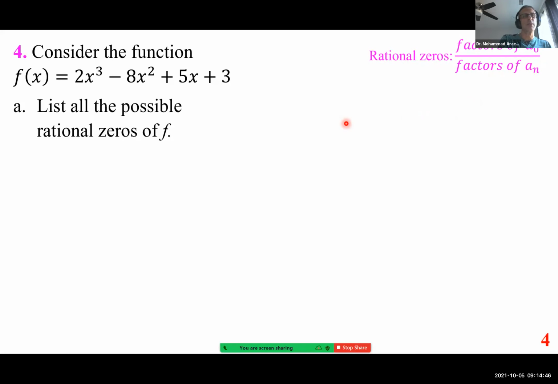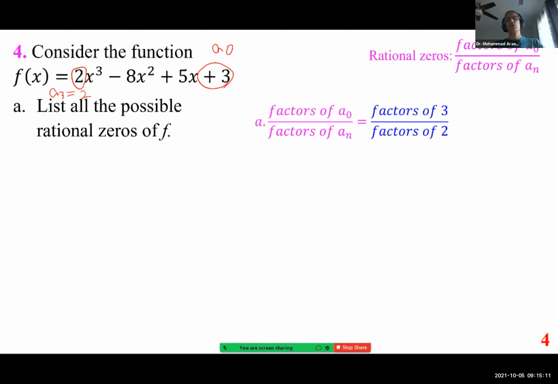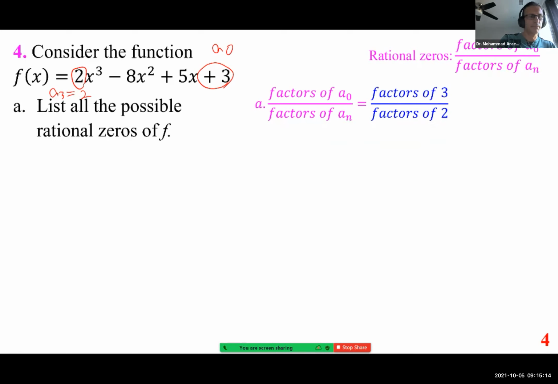Please understand, this is a sub n, which means in this case a sub 3, because the degree is 3, and this is a sub 0. So let's write that first. This is a sub n, or a sub 3, equals 2, and this is a sub 0, so factors of 3. What are factors of 3? Plus minus 1, plus minus 3. What are factors of 2? Plus minus 1, plus minus 2.